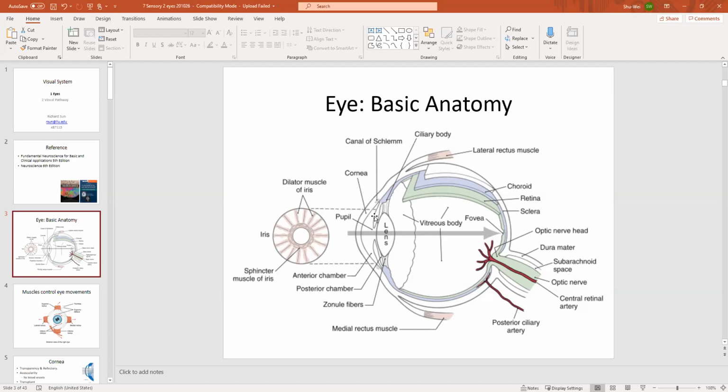So that is the iris. Iris, and then this is the cornea. This part is the transparent cornea, sorry, the iris, then the sclera. This part is the transparent cornea. All right, so this is the sclera.